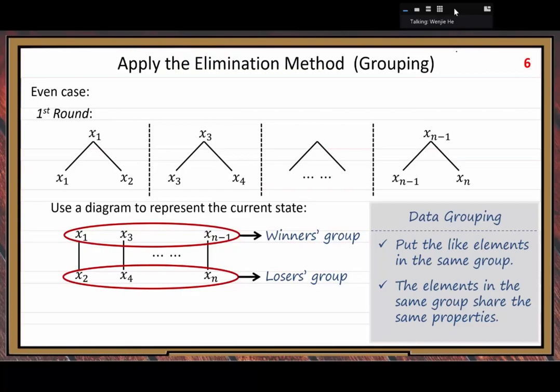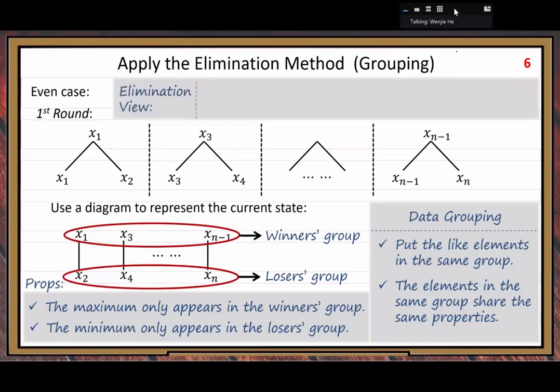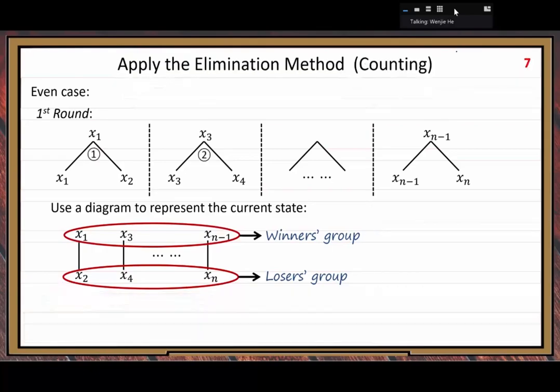All right, so now we are ready to get the final solution. The maximum only appears in the winners group. The minimum only appears in the losers group. Now we need to find them. Apply our solution of problem number 4, the previous one, the elimination. We completed that elimination understanding. But this time we need to do the counting.